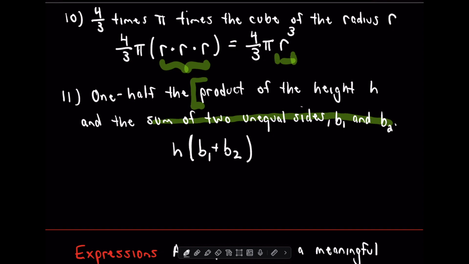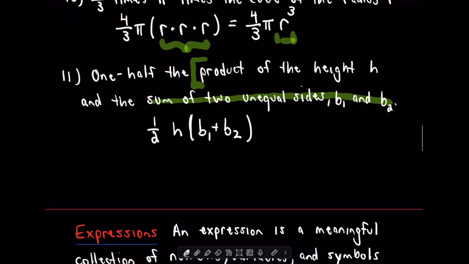And lastly, I've got 1/2. So I could write this as 1/2 times h times (b1 plus b2). Okay, so that's one way to write it. Another way that we could write this that would be absolutely equivalent is we could have h times (b1 plus b2) all over 2. Those would be equivalent. They'll say the exact same thing.